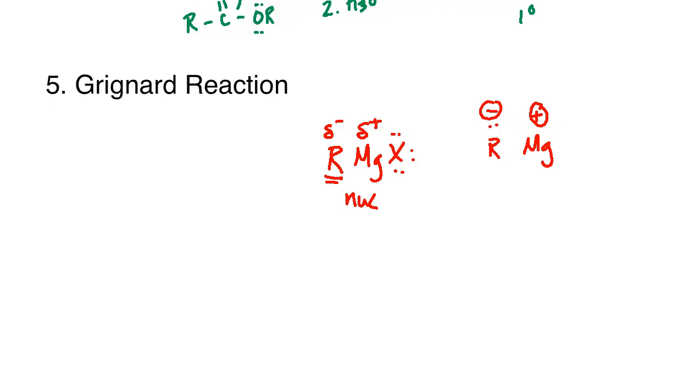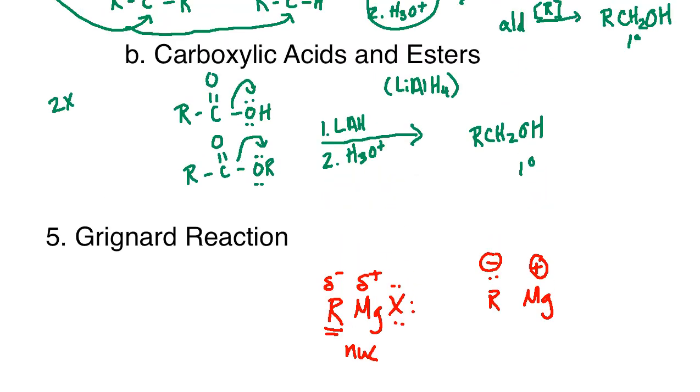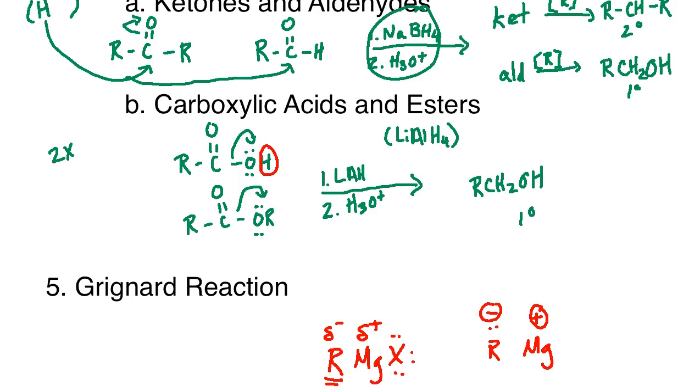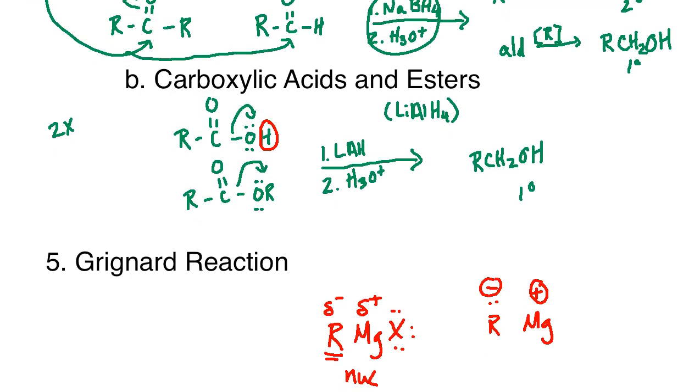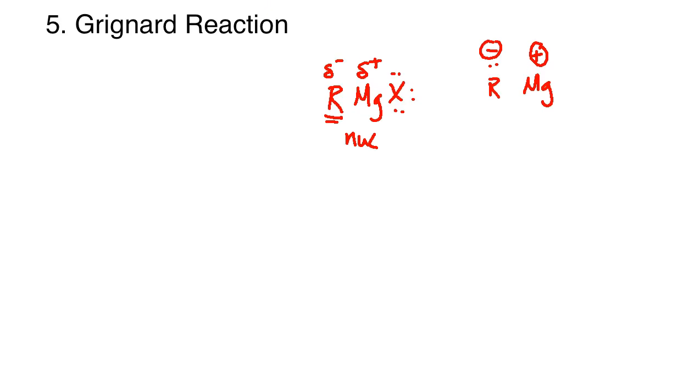So I can again do this with all the carbonyls that I have up here, with the exception of the carboxylic acid, because the acidic proton right here on a carboxylic acid will interfere and react with the R group, the R minus.